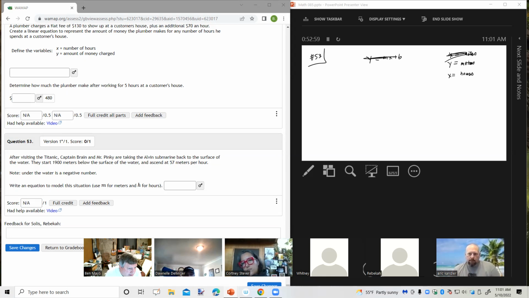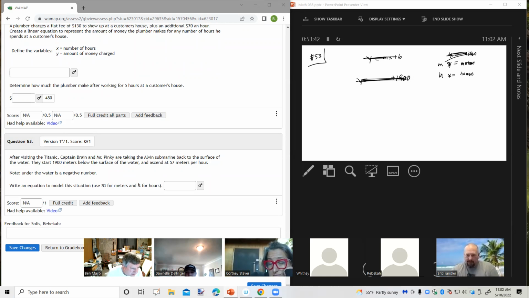Let's see here. They start 1,900 meters below the surface. So that would be the starting point. Okay. Now, this is a little confusing because they say to use m for meters, and yet we've got m for slope. So we got to be careful there. Shouldn't that be a negative 1900? Hang on. Give me a chance to screw it up first. You're probably going to be right. I'm actually going to go back here because I need to say what h is, hours, and m is meters.